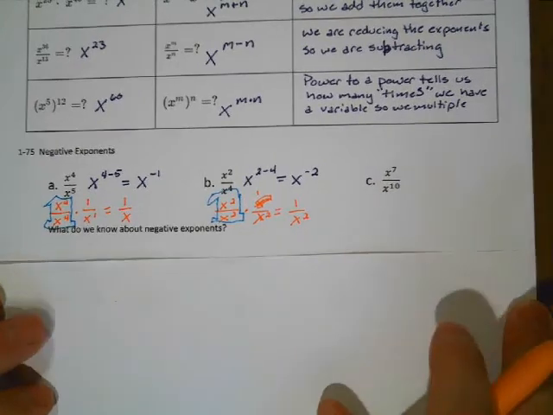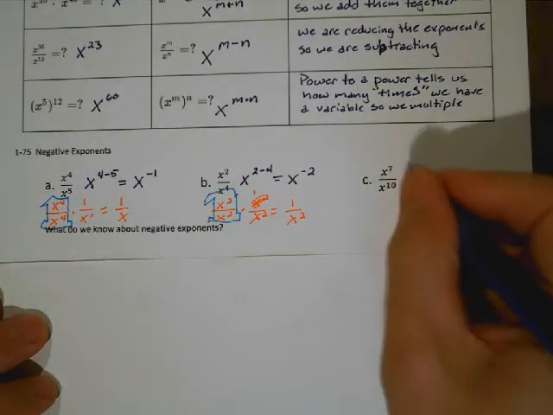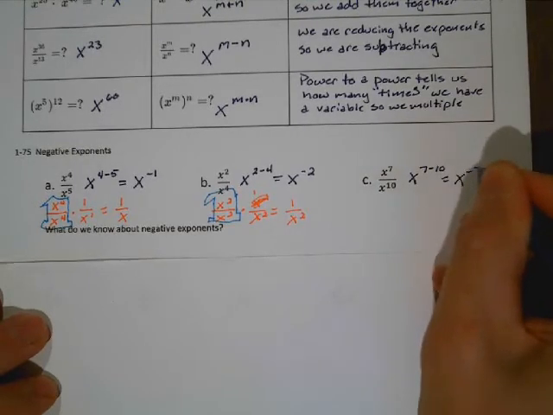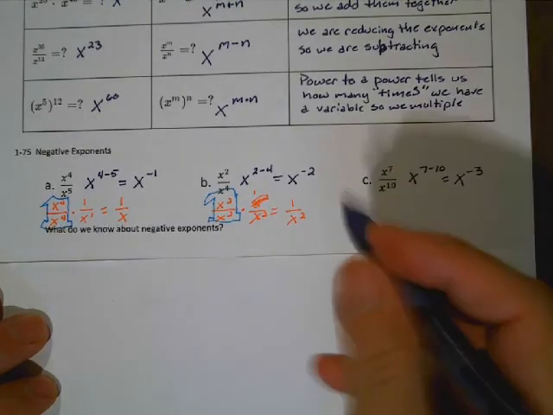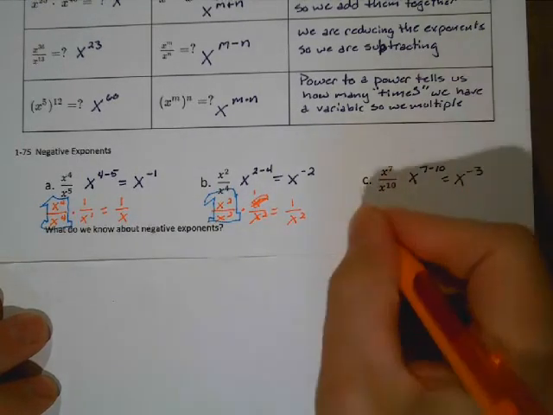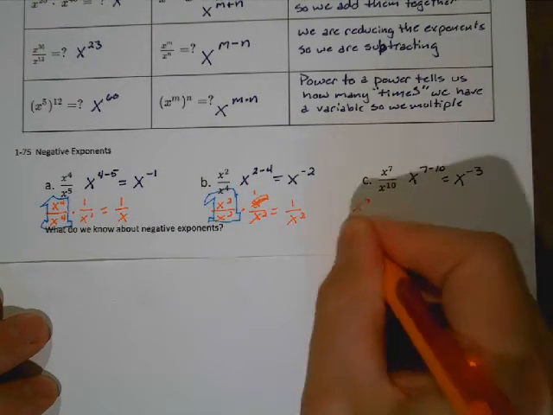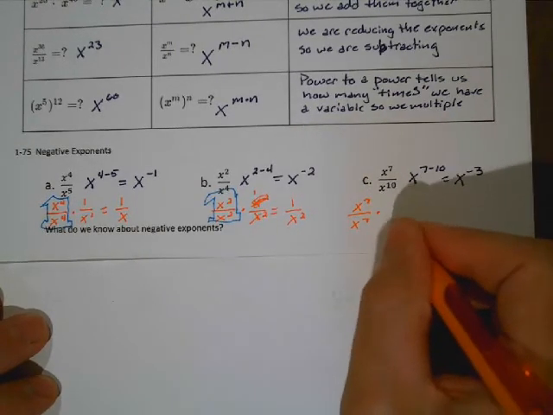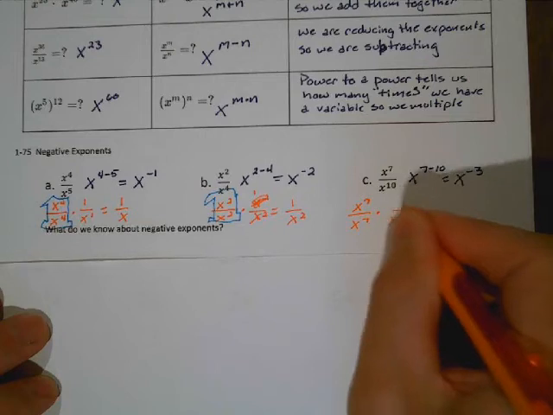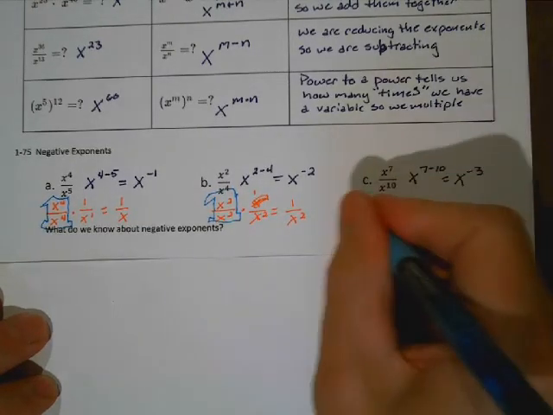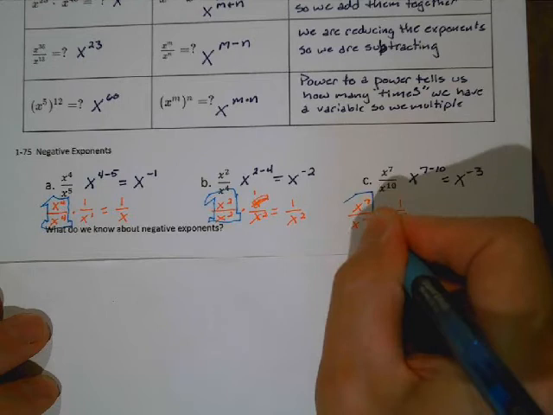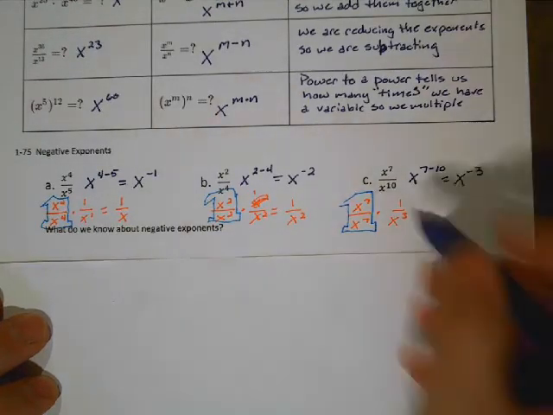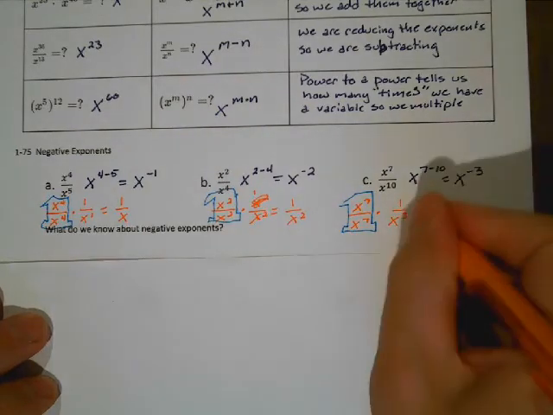All right, next one. I've got x to the 7 minus 10, which is x to the negative 3rd. Okay, doing it the old way, we would have done x to the 7th in the numerator, x to the 7th in the denominator. And then I still have 3 more x's in the denominator. So this is x to the third. And our big 1 comes from over here. So that equals 1 right there. And I'm left with 1 over x to the third.